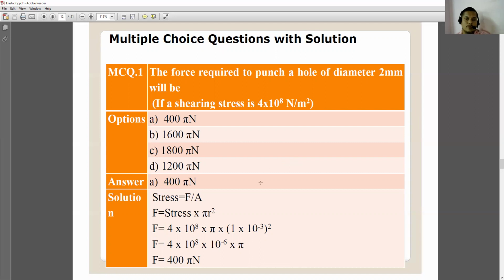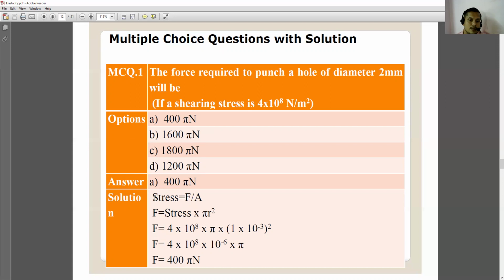We have to calculate the force required to punch a hole of diameter 2 mm, and the shearing stress given to us is 4 into 10 raised to 8 Newton per meter square. Options are A 400 pi Newton, then 1600 pi Newton, 1800 and 1200.